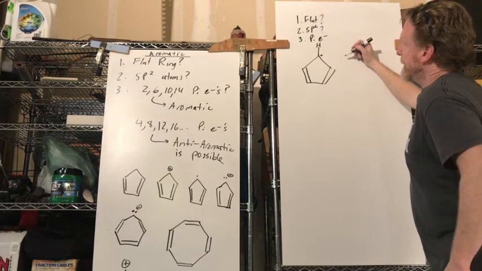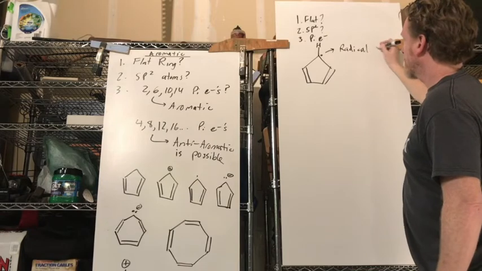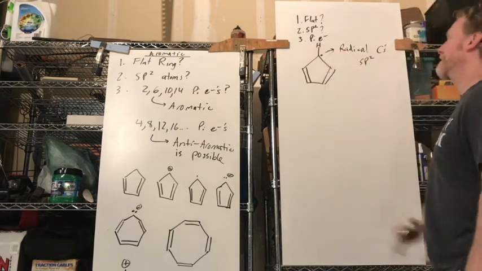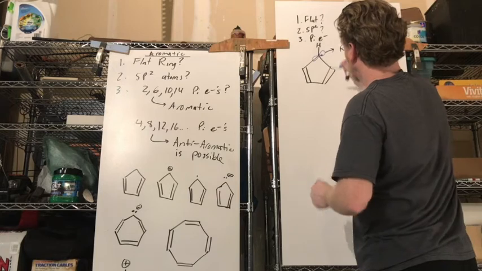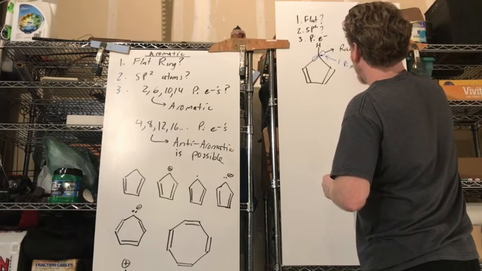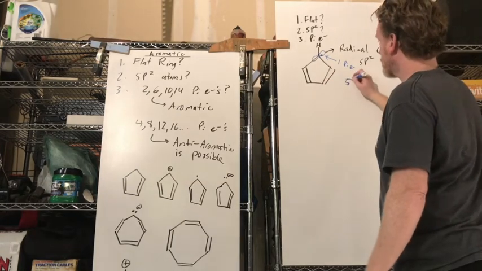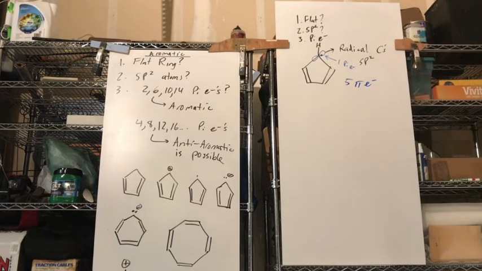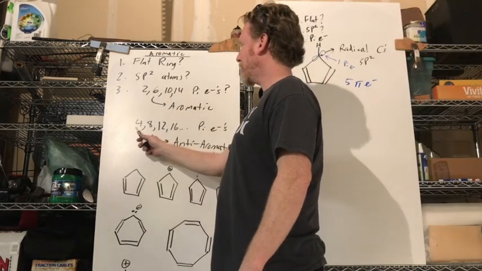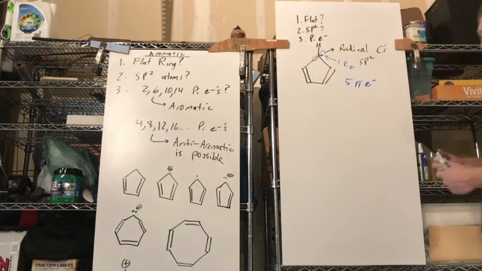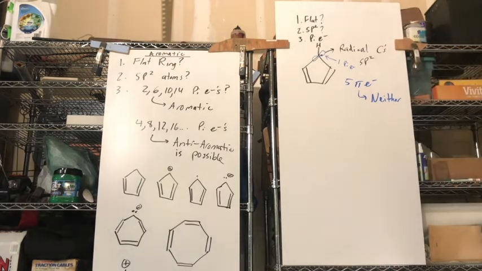So can this be a flat ring? Yes. Can it be sp2 all the way around the ring? Yeah, radical carbons, we say they're sp2, trigonal planar. So that radical electron is in a p orbital, and that counts as 1 pi electron. Now the total number of pi electrons: 2, 4, 5 pi electrons. We've got an odd number, that's interesting. Does that make it aromatic? 2, 6, no. Does it make it anti-aromatic? 4, no. So I guess we just call it neither. It's neither aromatic nor anti-aromatic.